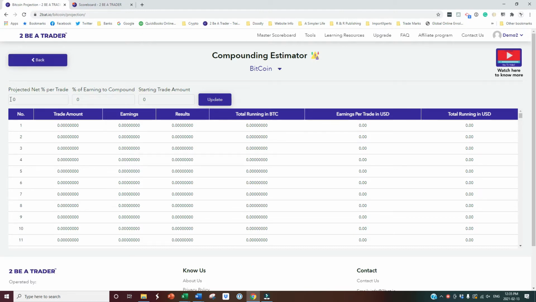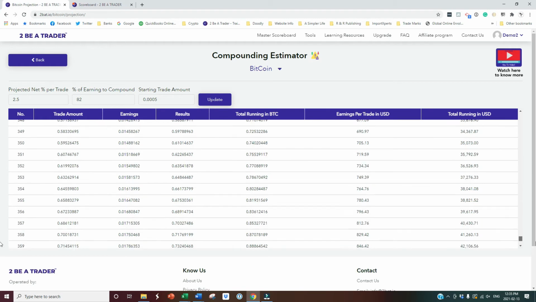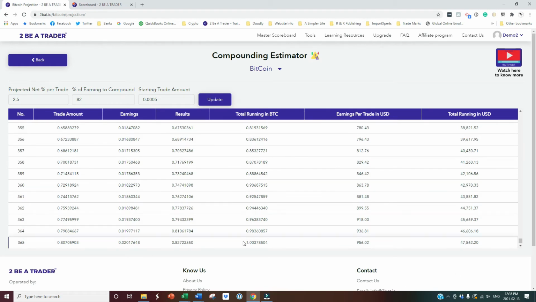Here is an example to earn 1 Bitcoin. Projected net earning percentage per trade, 2.5%. Percentage of earning to compound, 82%. Starting trade amount, 0.0005. Click Update. If we go to the bottom, you can see that implementing this strategy can earn you 1 Bitcoin after 365 positive trades. You can play with the numbers and find the right strategy for your trading goals.